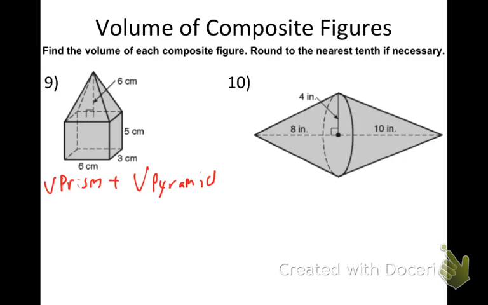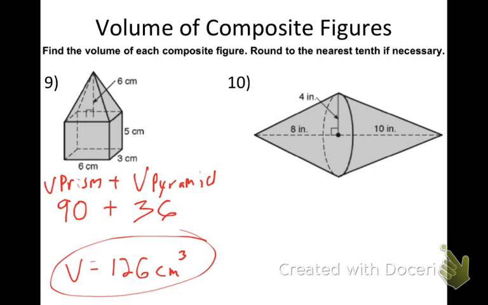So number 9, what's the volume of the prism come out to be, Troy? Volume of the prism comes out to be 90. What's the volume of the pyramid come out to be, Troy? So you had to find it, though, to add them together. So what's the final answer? So the volume of the pyramid is 36 then. Because 90 plus 36 gets me, my total volume is 126 centimeters cubed.